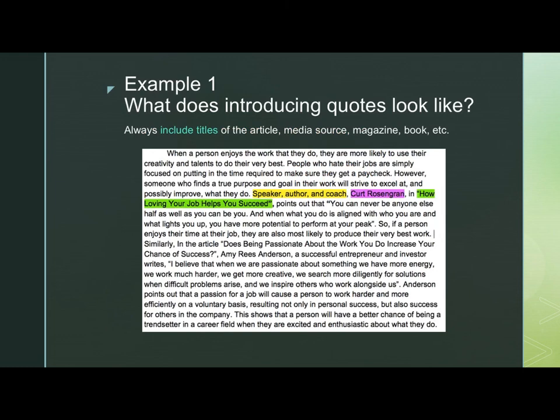You also want to be sure that you've included the title of the source. So in this case, the title of the source is "How Loving Your Job Helps You Succeed." And notice these quotation marks. Don't get confused. The quotation marks here for the title are just telling us that it's not a book. If it was a book, we would make sure to italicize. So the book's the one that's different.